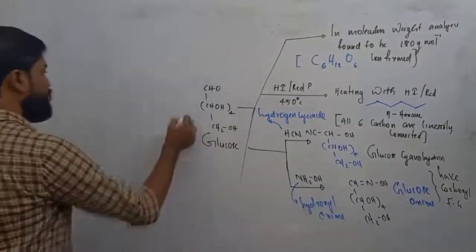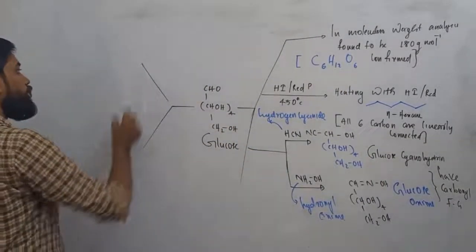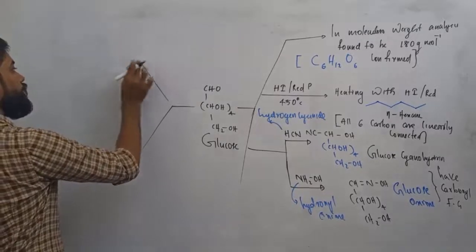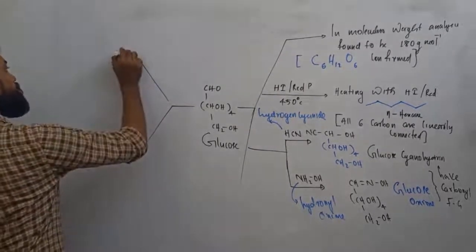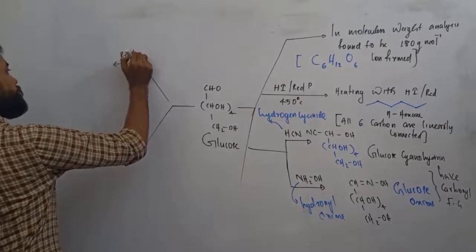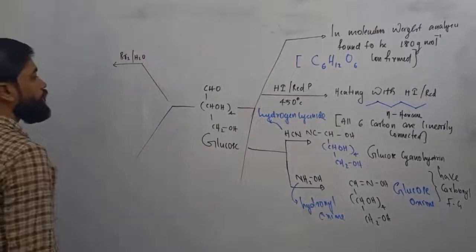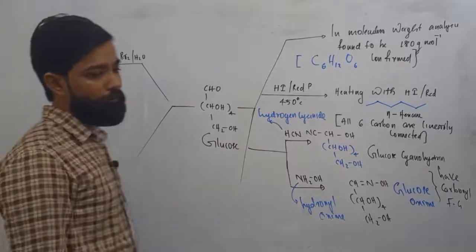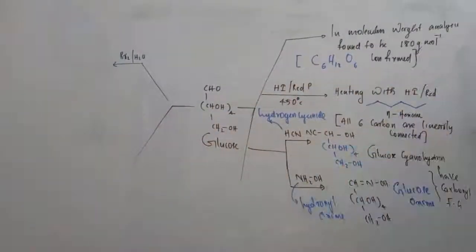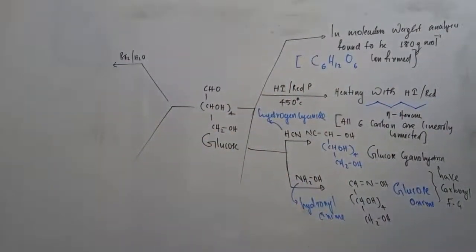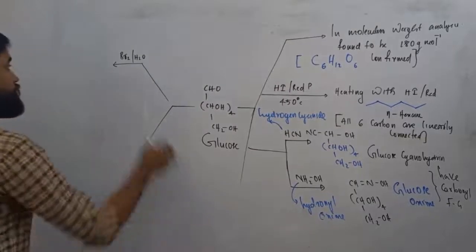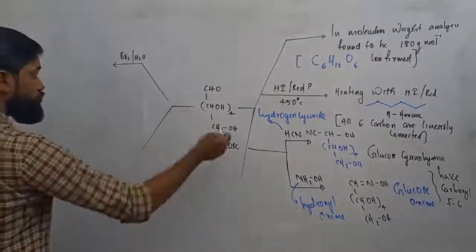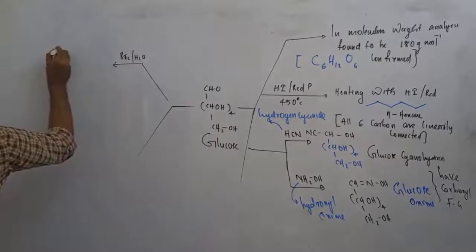We don't know whether it is an aldehyde or ketone. So let's check whether it is an aldehyde or ketone. For that, glucose on oxidation with bromine water. Normally, aldehydes on oxidation with a mild oxidizing agent like bromine water may oxidize to form the acid. So here, what happens on oxidation of glucose with bromine water?